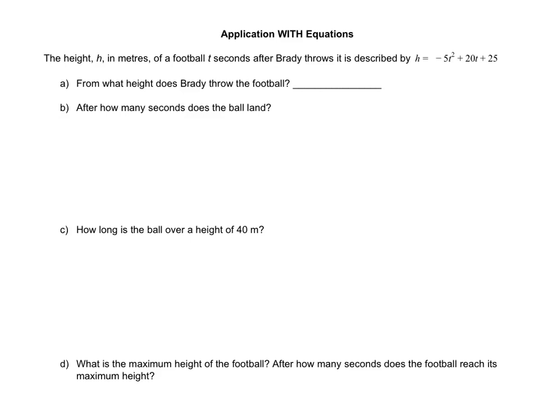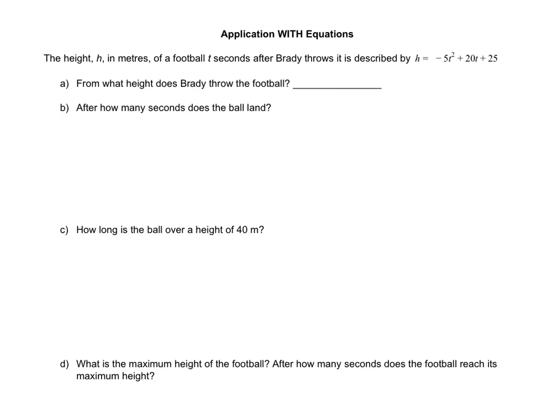So let's get started. The height h in meters of a football t seconds after Brady throws it is described by h equals negative 5t squared plus 20t plus 25. So this is a projectile type of question. Now, the first part says, from what height does Brady throw the football?